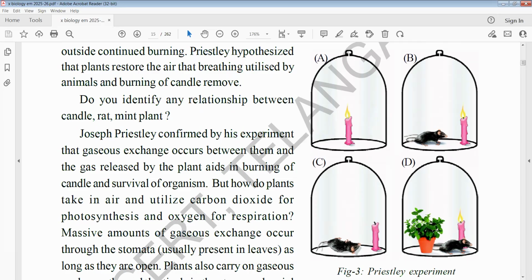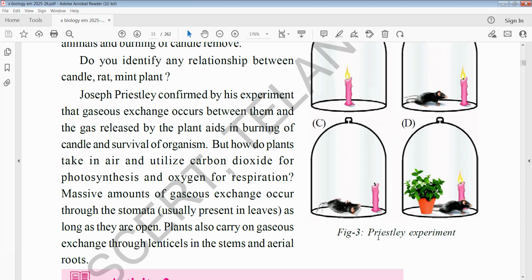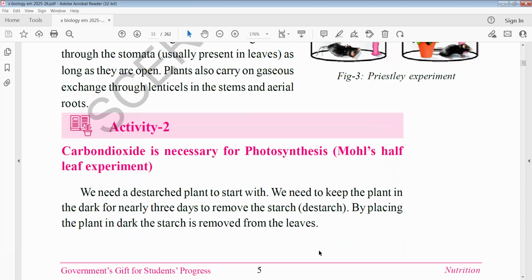Because of keeping the potted plant, the candle continues glowing and the rat is moving, meaning surviving, because the plant carries out photosynthesis and releases oxygen. This oxygen keeps the candle glowing and the rat alive. This is the bell jar experiment conducted by Joseph Priestley.